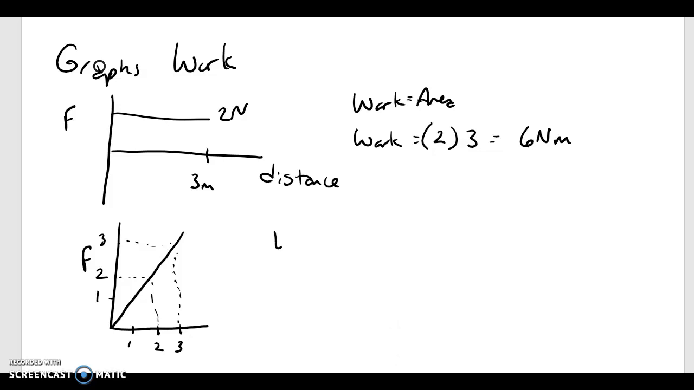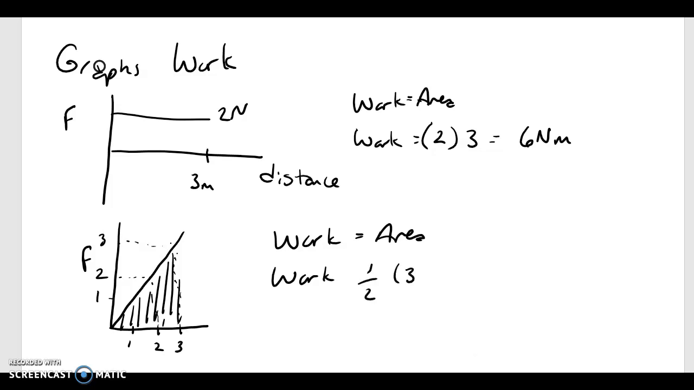And so now again, if I want to find the work done by this graph, I'm still going to find the area underneath. It's always the same thing, but now the area is going to be the area of this triangle. So I want to say that that's going to be 1/2 the base, which is 3, times the height, which is 3. So that gives me 4.5 Newton meters.